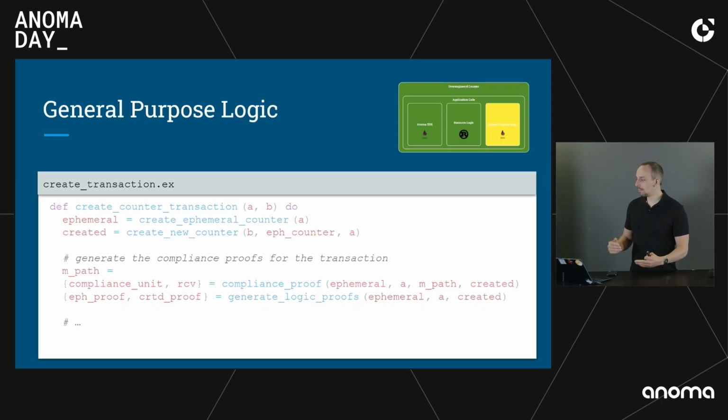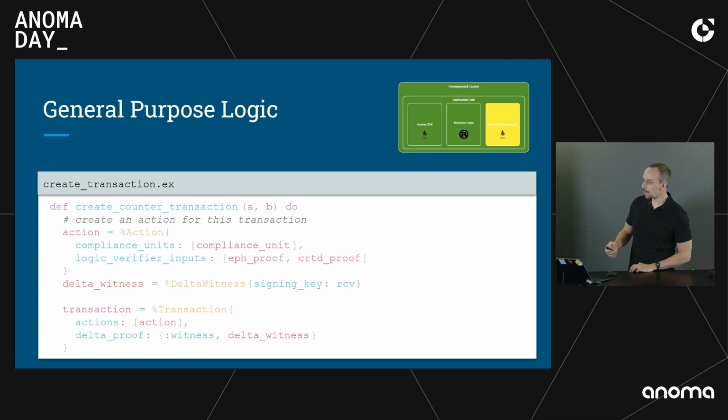But, well, the first thing you need to generate is the compliance proof. So this function is not provided by the SDK, but it's actually not that big of a function because the SDK provides the primitives to actually generate the proofs. So once you have the compliance proof, you need to generate the logic proofs, which are the proofs that the resource logics apply to your counter, so basically a valid transaction.